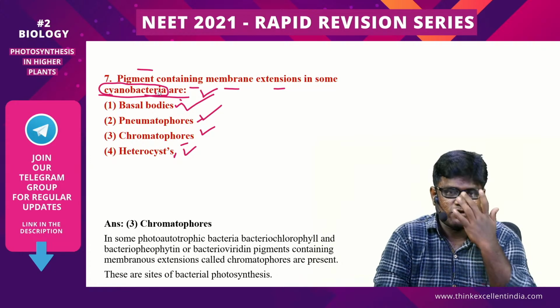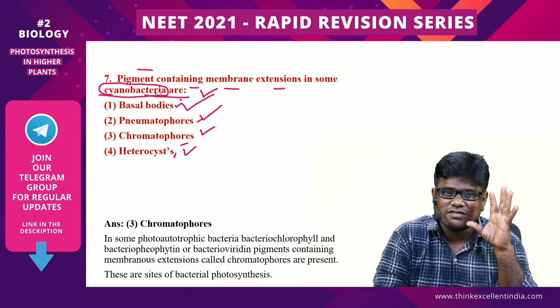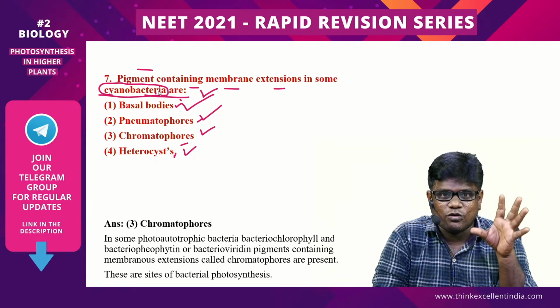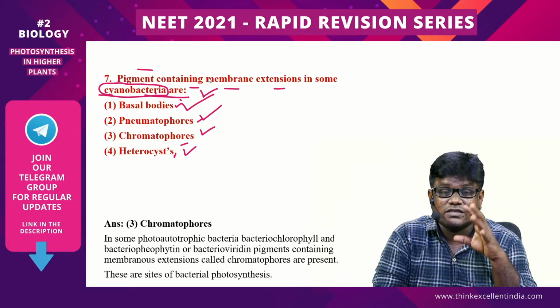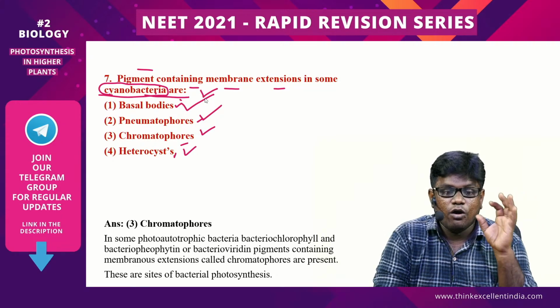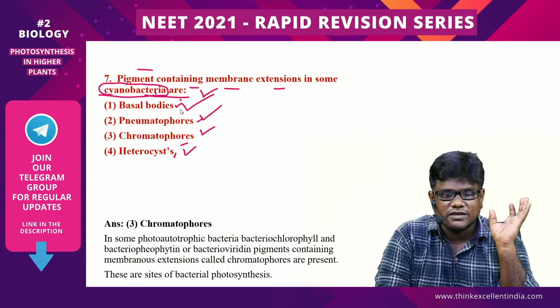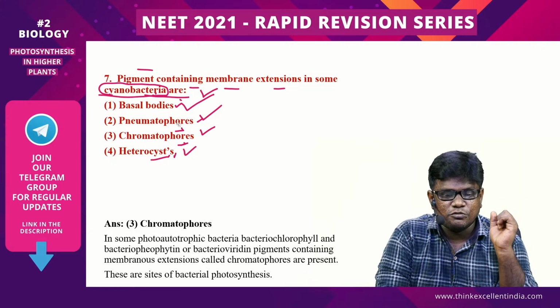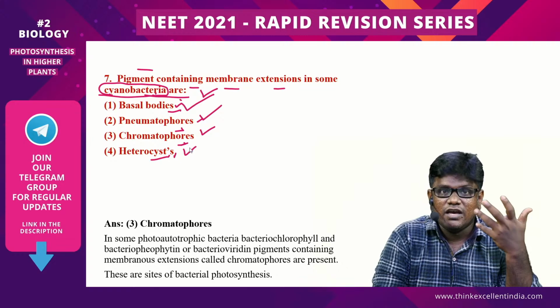So cyanobacteria structures should be on your mind. Exactly what is cyanobacteria, how exactly they look, what is the pigment present, what is the reproduction, what are all the species names, all those things should be in your mind. Cyanobacteria and heterocyst, chromatophores, pneumatophores, basal bodies, these are all the structures that may be there.